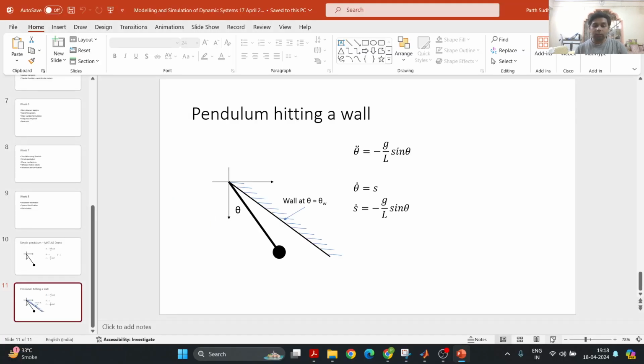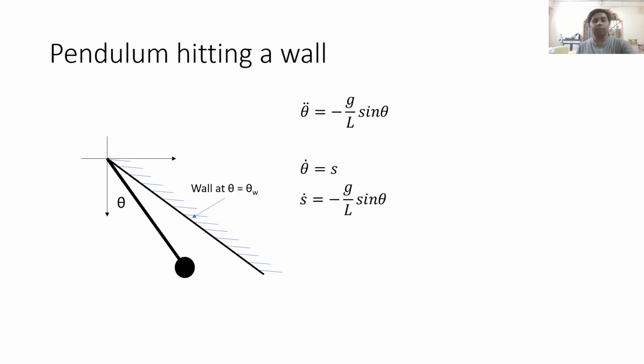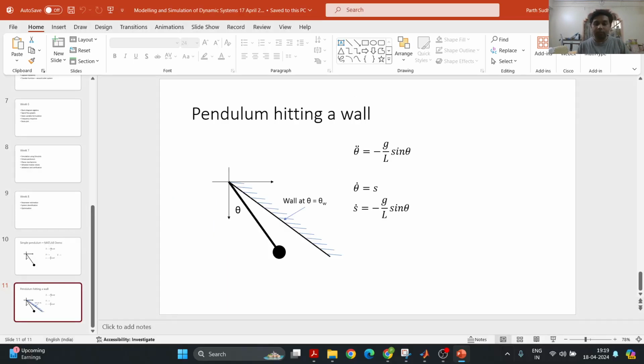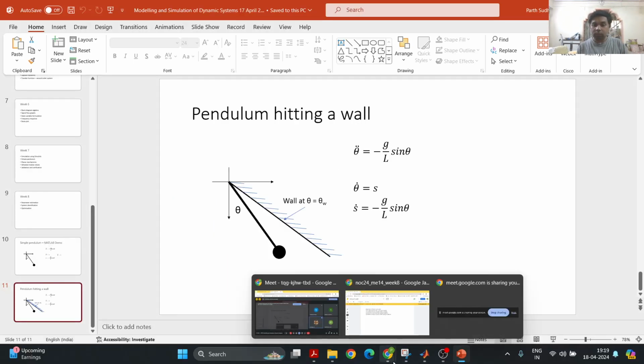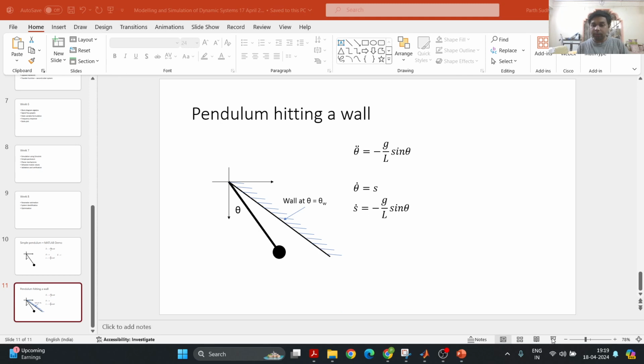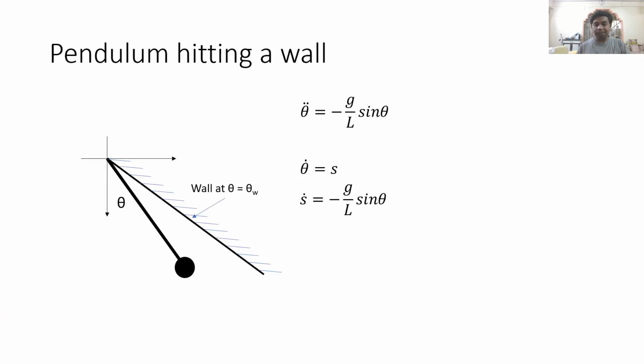Does anyone have any idea how we solve this problem? Do you put a constraint saying if the angle is greater than a certain angle, take a zero or reverse it? Yes, you are right.